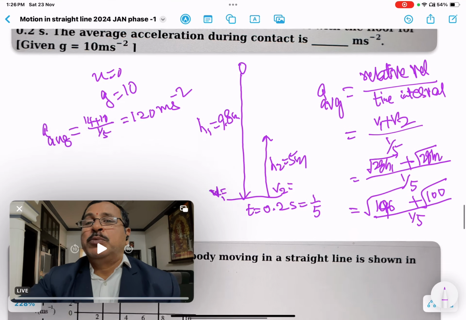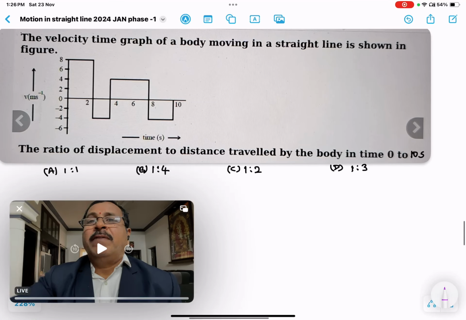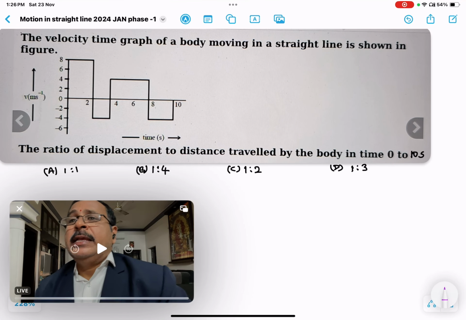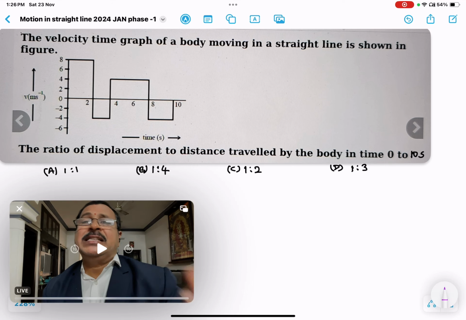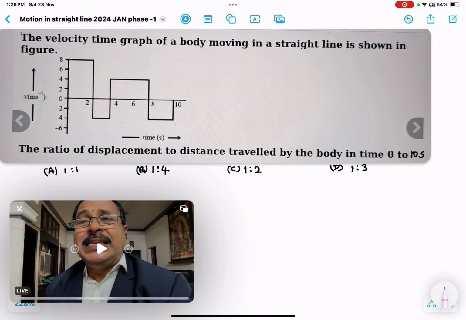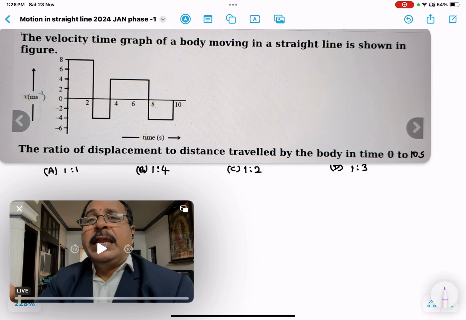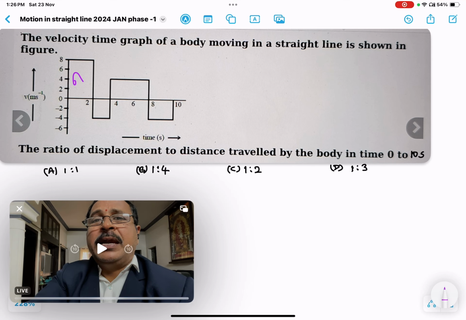Okay, now let us move to the next problem immediately. The velocity time graph of a moving body in a straight line is given. Velocity is on the y-axis and time is taken on the x-axis. So there are 4 areas in that case: A1, A2, A3 and A4, which I am marking on the graph.